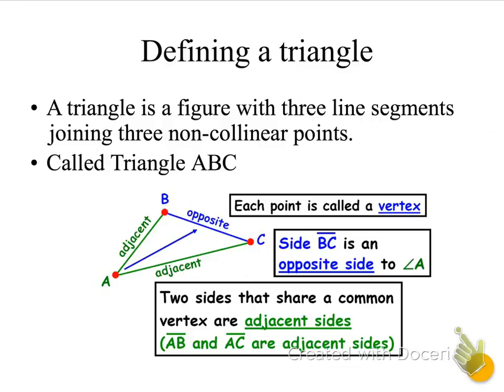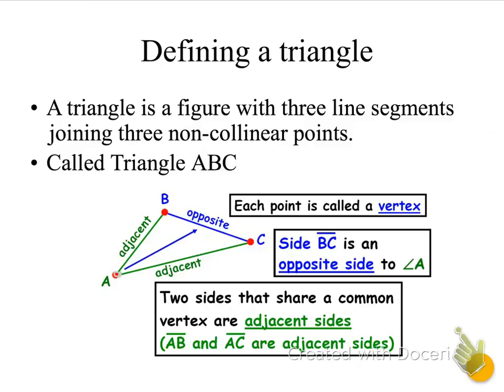Okay, defining a triangle. A triangle is a figure with three line segments joined with three non-collinear points, called triangle ABC. Okay, so if I'm coming from angle A, that is one of my vertexes, because a vertex is always the center of an angle. And since we have three different angles represented in this, 1, 2, 3, all three of those points are considered vertexes.